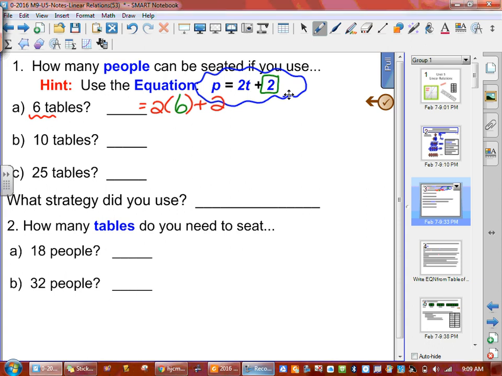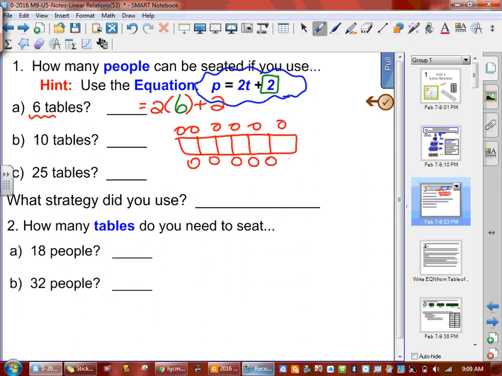So with 6 tables, if I were to just draw my diagram here, 1, 2, 3, 4, 5, 6. My 6 tables, I'm going to have 6 people going across and 6 people going on the other side. That's what this represents. Okay? Then this plus 2 on the end, this plus 2 represents the 2 people that are on either end. Okay, that's what it actually represents.